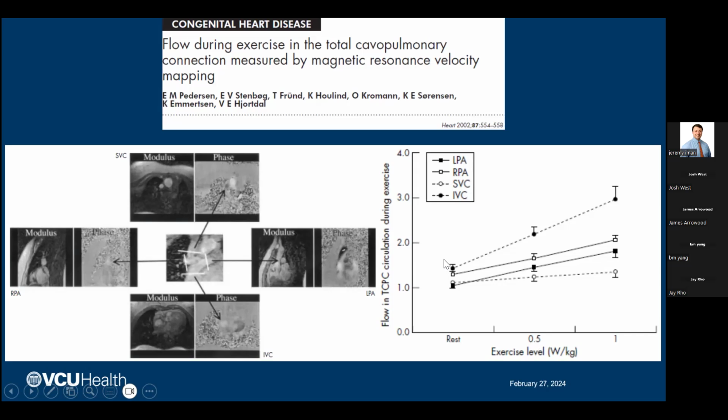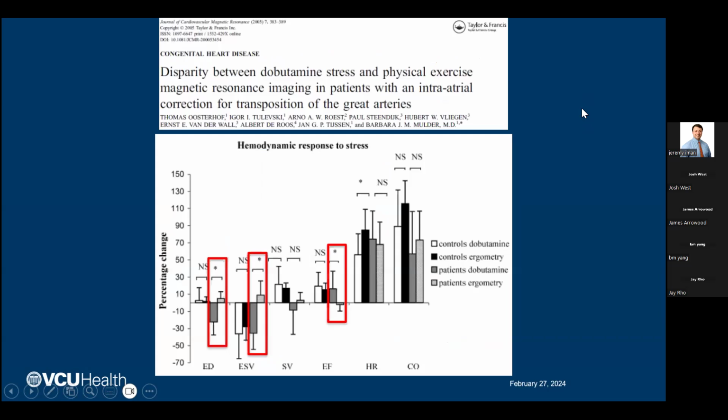And so they saw the greatest ramp up, as you might expect, with exercise in the IVC flow as a result of increased flow being shunted down to the lower extremities and fueling the skeletal muscles that are undergoing work.